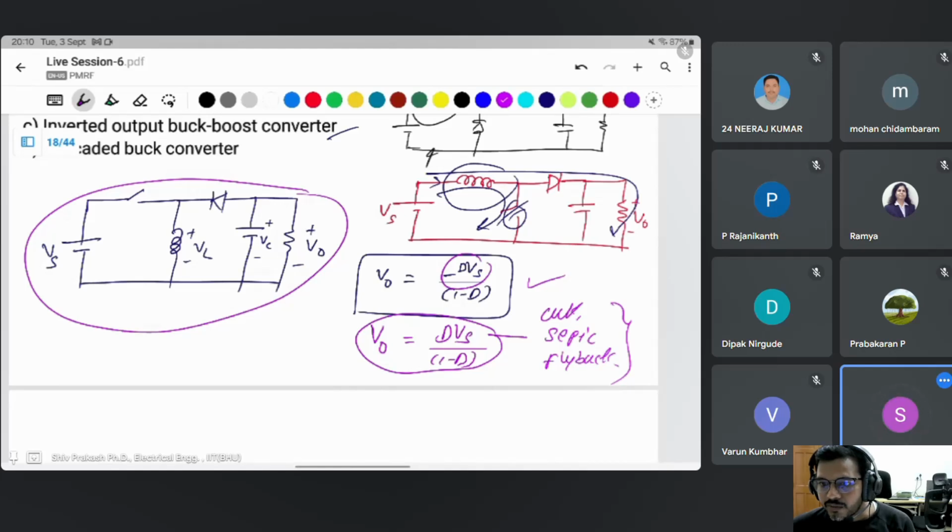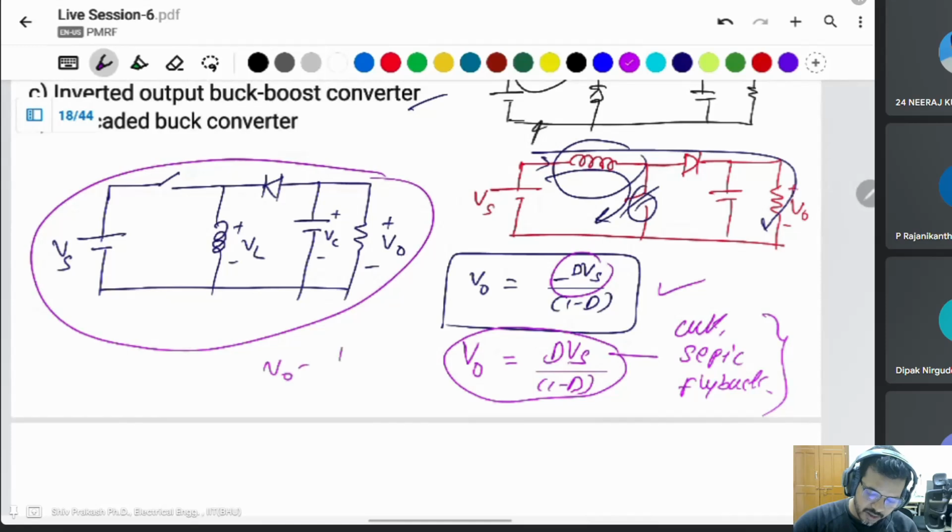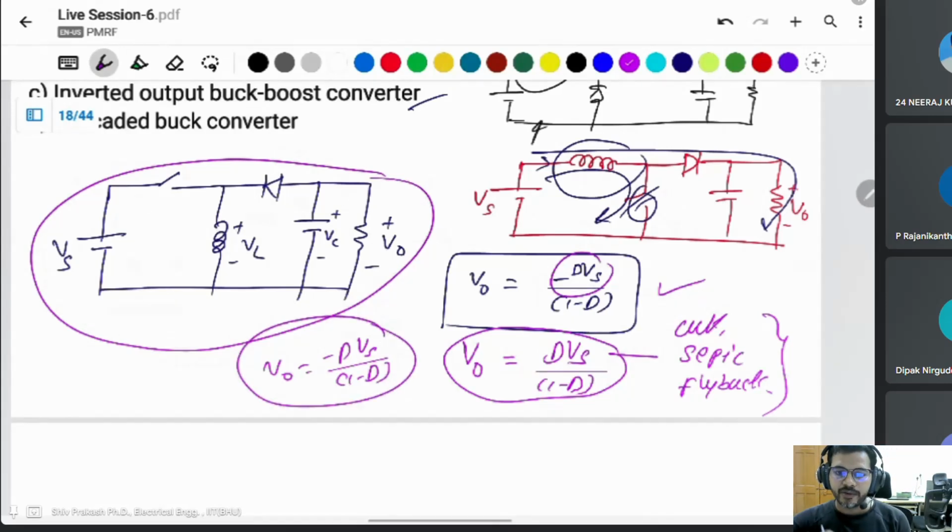And the second question: should I mention the calculated voltage in the buck boost converter as positive or negative? This question appeared in the assignment. If there is no circuit given, then use the negative voltage: V naught is equal to minus D Vs divided by (1 minus D). This is the actual voltage of a buck boost converter, negative. If the circuit is given, then according to the reference given in the circuit, you take the output voltage equation.